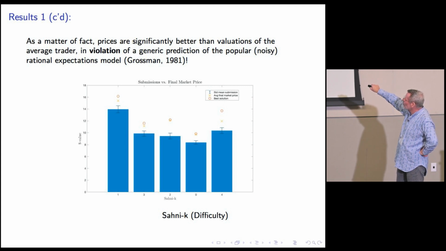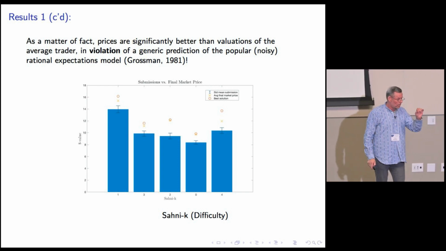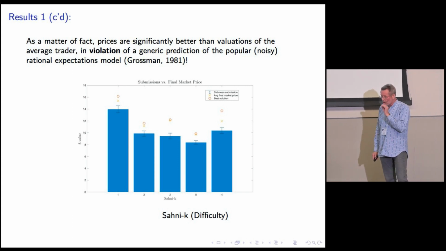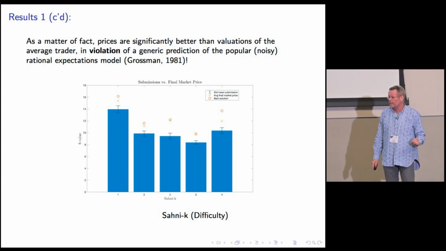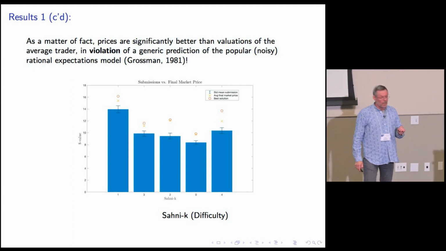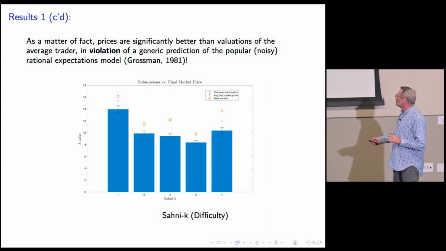So here is, for one market, the optimal solution. Here is the average value of the solution submitted by the participants, and here's the market price. The market now does better than the average person. That's not going to come out of our noisy rational expectations model. They all predict exactly the opposite, right? The average trader does better than the market. Here, the market is better than the average trader.